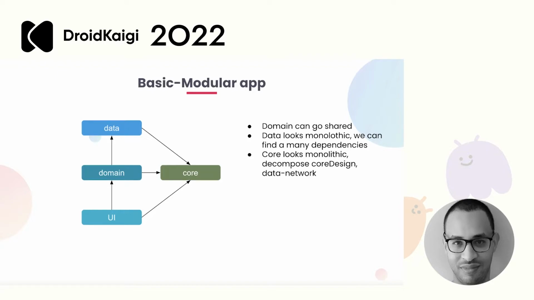For the data module, we can find a lot of dependencies that make exploring new technologies more complex. So the first step is to split and modularize the dependencies in different modules. After that, we can find clearly what to share. Then, the core module, which often looks the most complex module, also should be modularized before going shared, such as core data, core test, core design.